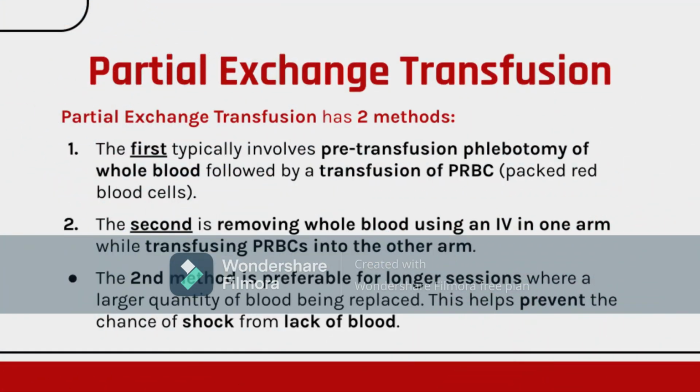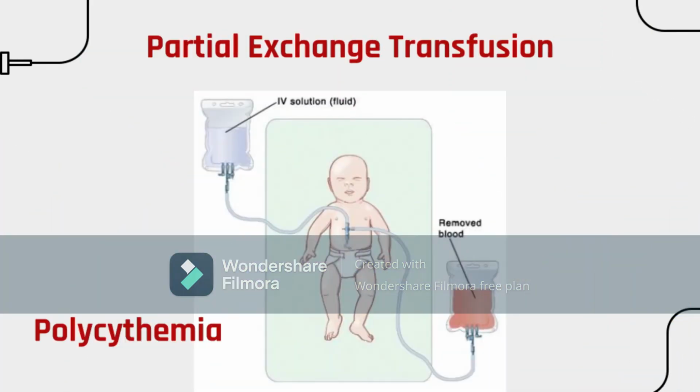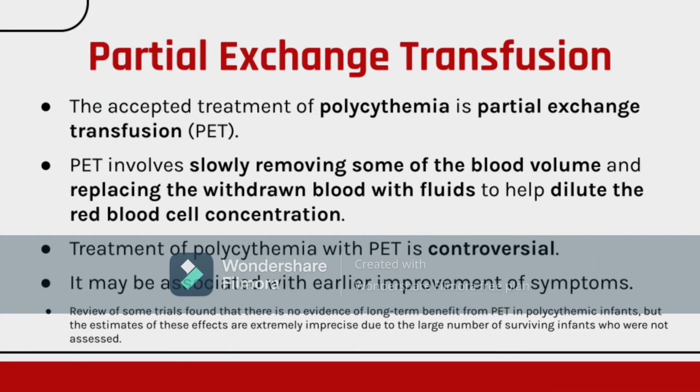The accepted treatment of polycythemia is partial exchange transfusion. PET involves slowly removing some of the blood volume and replacing the withdrawn blood with fluids to help dilute the red blood cell concentration. Treatment of polycythemia with PET is also controversial, but it may be associated with earlier improvements of symptoms. Some trials found that there is no evidence of long-term benefit from PET in polycythemic infants, but the estimates of these effects are extremely imprecise due to the large number of surviving infants who were not assessed.